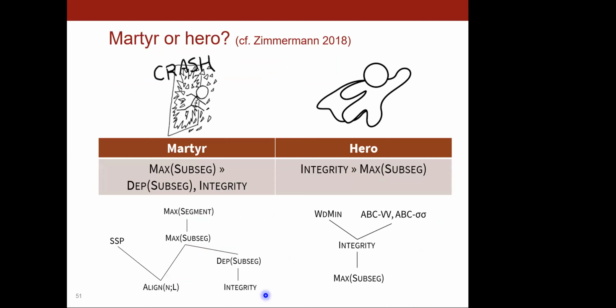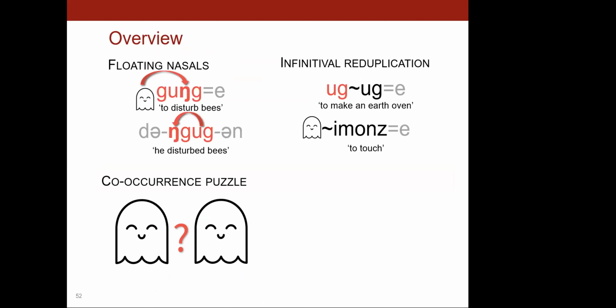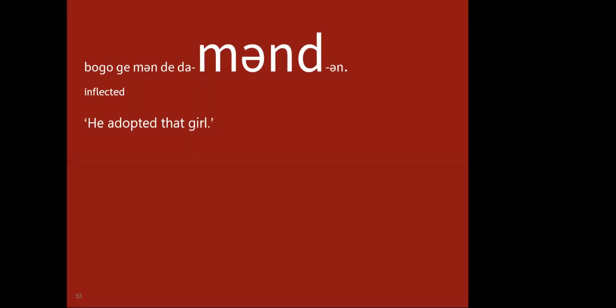I've put both constraint rankings for the two patterns of floating nasals and infinitival reduplication here, and we can immediately see that there will be a ranking paradox if the two patterns were to co-occur within the same input. For the martyr ghost, max subseg is ranked above integrity, while for the hero ghost, integrity is ranked above max subseg. So if we have an input, we have to decide which of these orders we're going to pick. Okay? So I'm going to show you what it looks like when these two patterns co-occur, and I'll solve it by proposing this finer sensitivity in the underlying form.